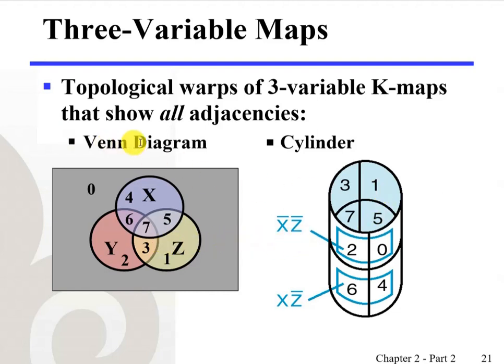For example, in the Venn diagram representation of the 3-variable K-map shown here, we have 0 and 4, they are adjacent cells: 0 to 4, 0 to 2, and then 0 to 1, right? And we also have 6 to 7, 7 to 5, 7 to 3. They are all adjacent cells. In cylindric form, we see that 2 and 0 are adjacent. Those are the locations of minterms. And 4 and 6 are also adjacent. Those are called adjacent cells.